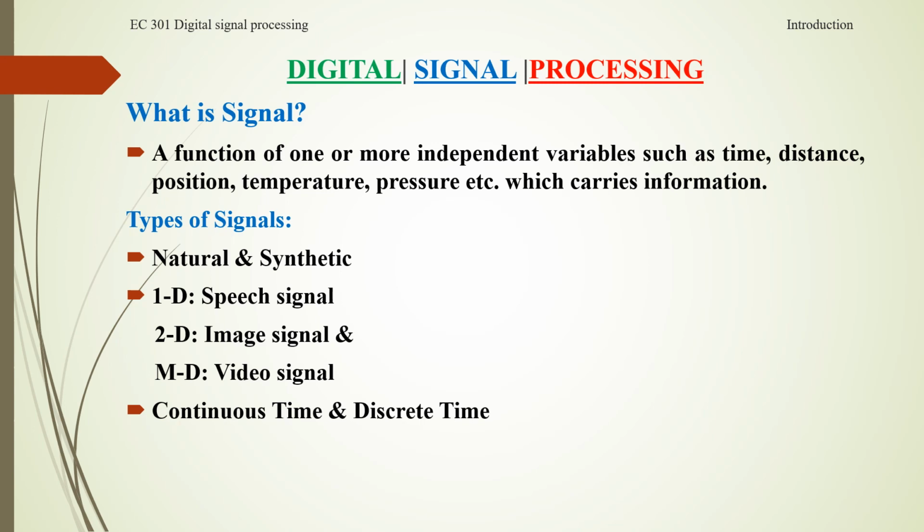A two-dimensional signal is a function of two independent variables. An image signal such as a photograph is a two-dimensional signal where the two independent variables are spatial coordinates. And a multi-dimensional signal is a function of more than two independent variables. For example, a black and white video signal is a three-dimensional signal where the independent variables are two spatial variables and time. Signals are again classified as continuous time and discrete time signals.